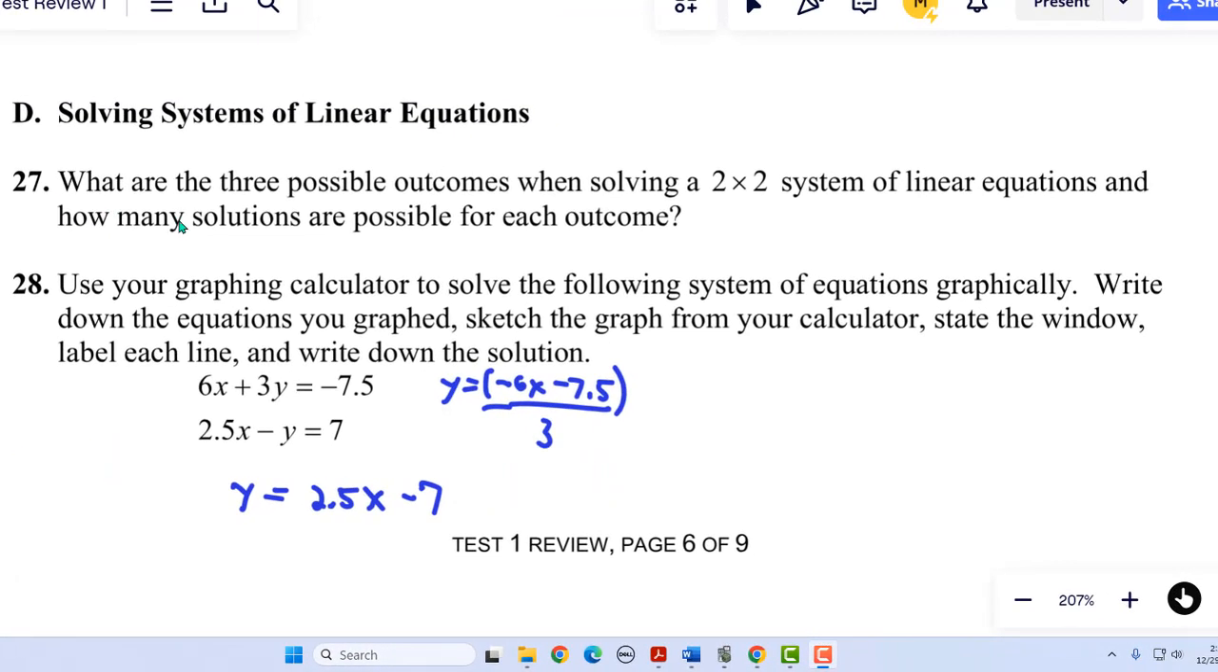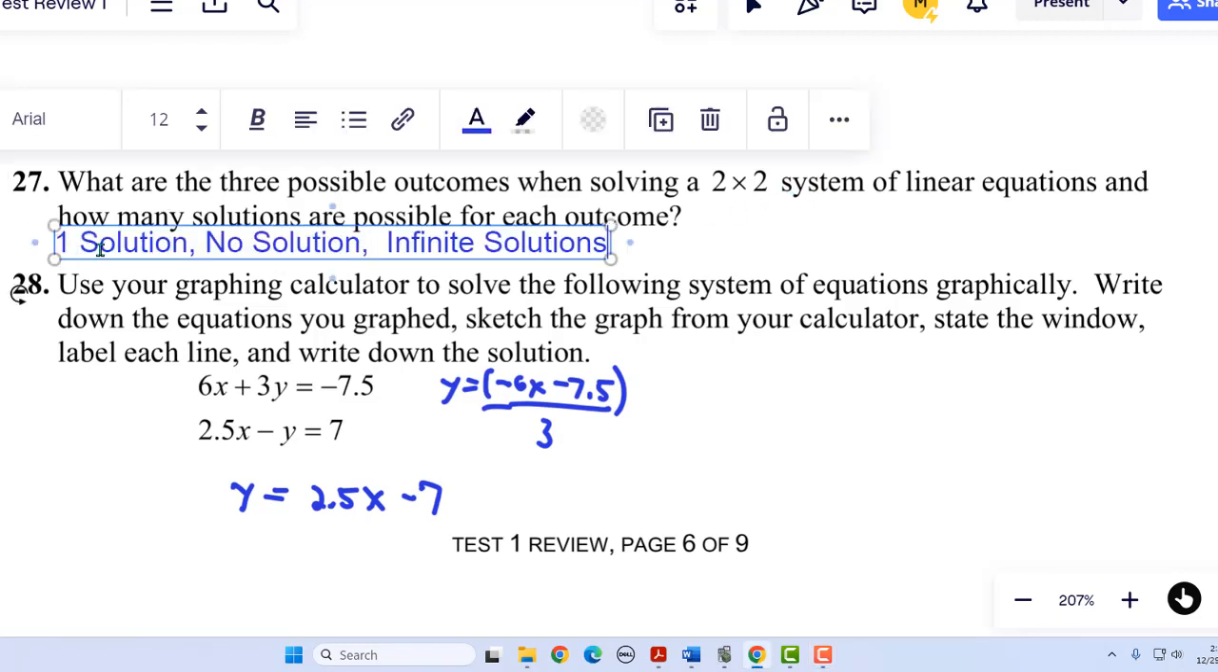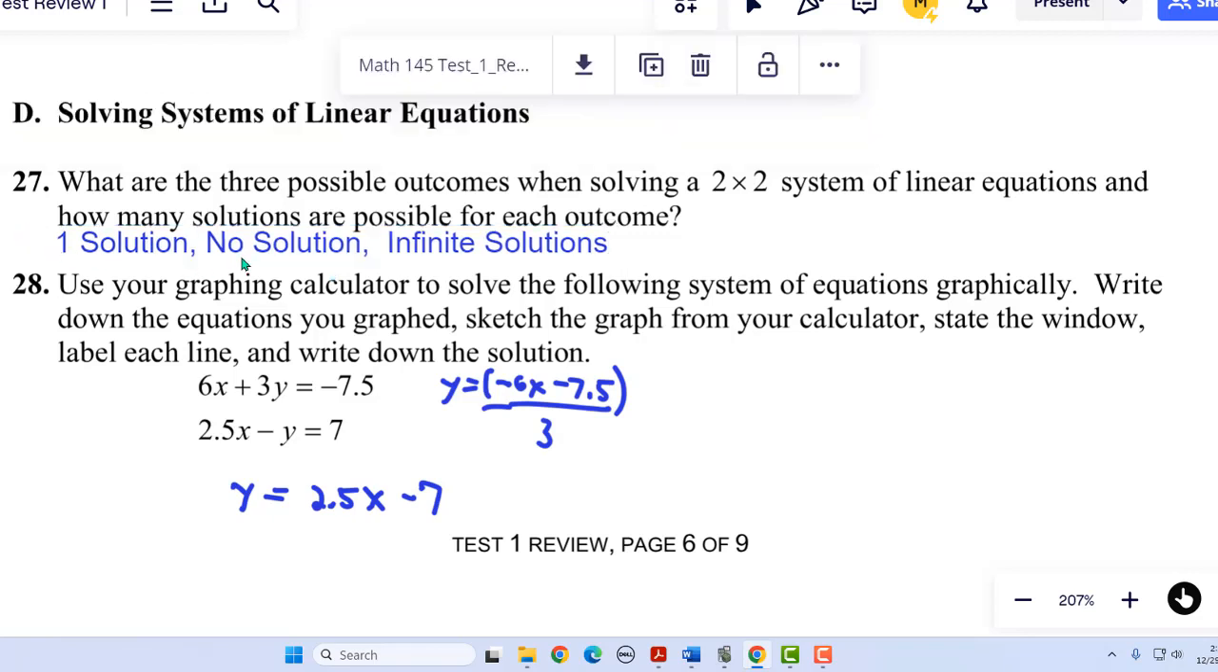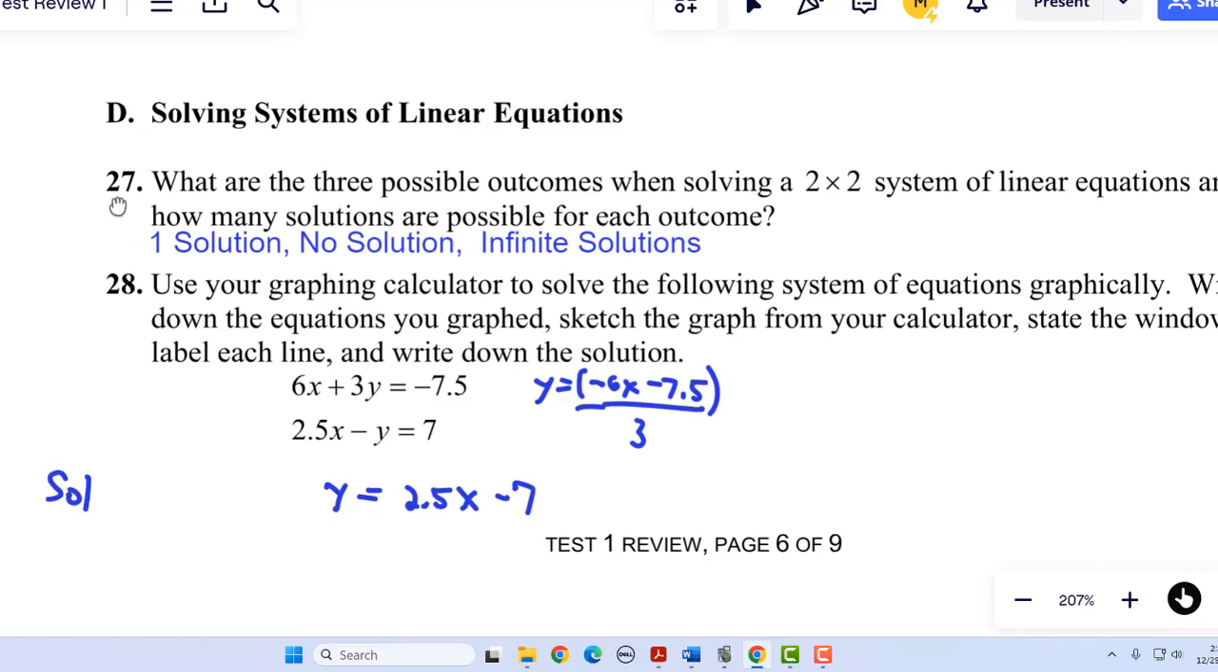So 27, it says, what are the three possible outcomes when solving a 2x2 system of linear equations? So we can have one solution, no solutions, or infinite number of solutions. So really, there's only three outcomes: one solution, no solution, or infinite solutions.